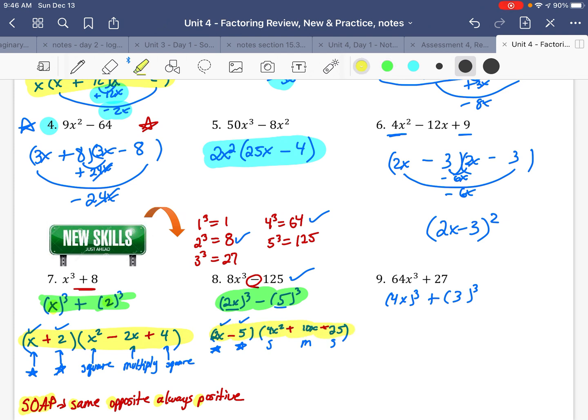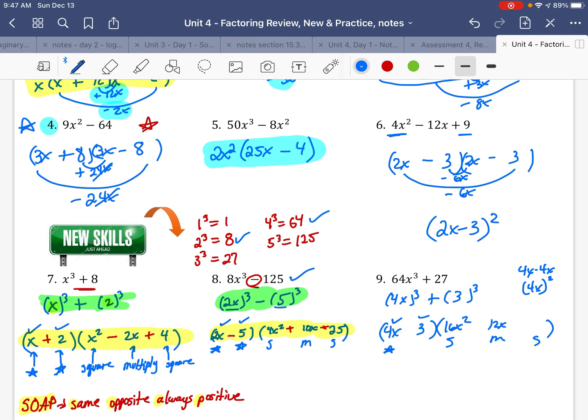Okay. All right, last one. So remember we thought of 4x because 4 times 4 times 4 is 64, and 3 times 3 times 3 is 27. So I have a binomial and a trinomial. So 4x goes here, 3 goes there. I do square, multiply, square. So I take this 4x and I square it. 4x times 4x is 16x squared. You can think of it like this: 4x times 4x, that's squaring it, or you can think of it like this: (4x) squared. Either way, it's 16x squared. Then I take 4x times 3. I multiply them together and I get 12x.